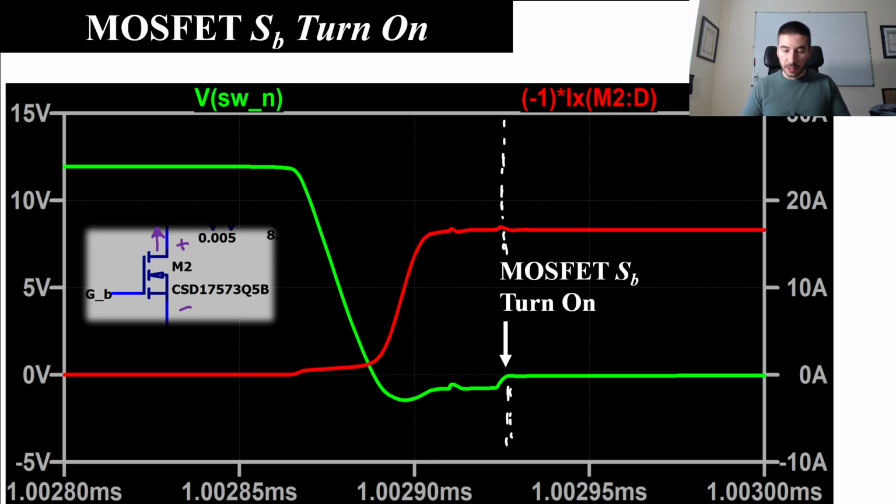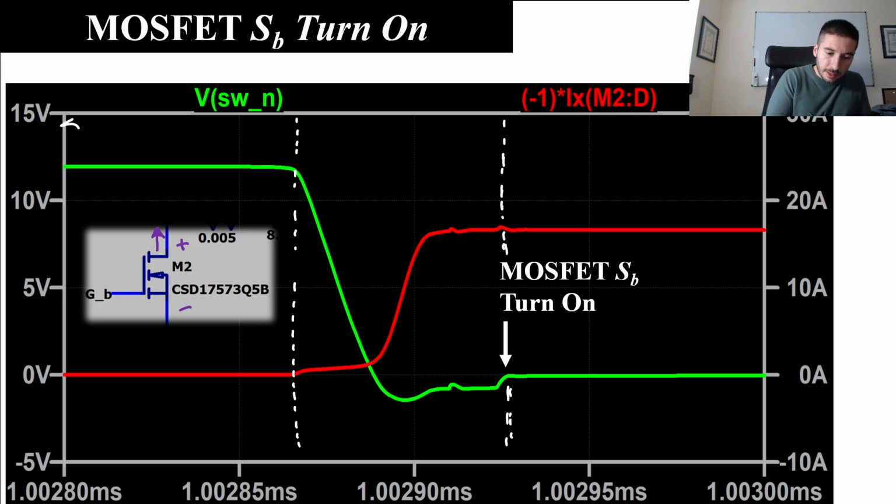So first of all, let me try to explain what is happening in this transition. Let's start in the first interval that we can identify. In this interval, MOSFET SA is driving the current, because as you can see here, the current through MOSFET SV is 0.